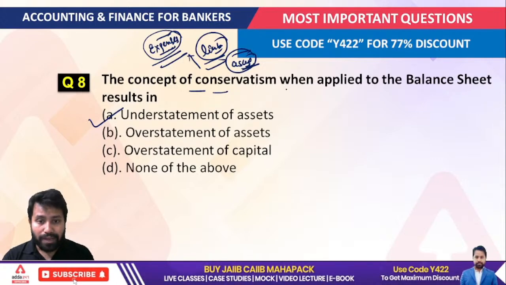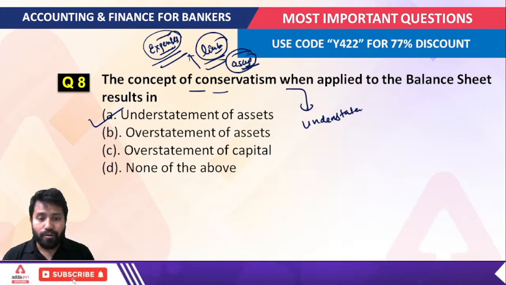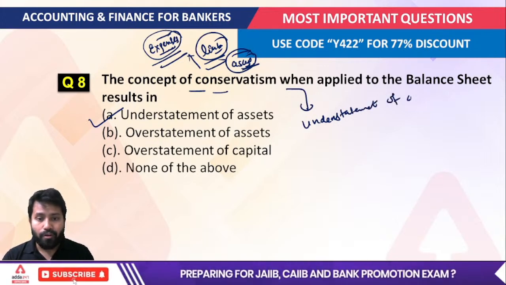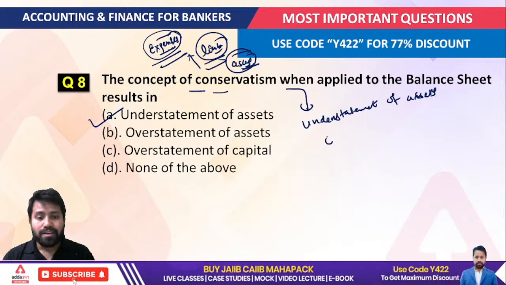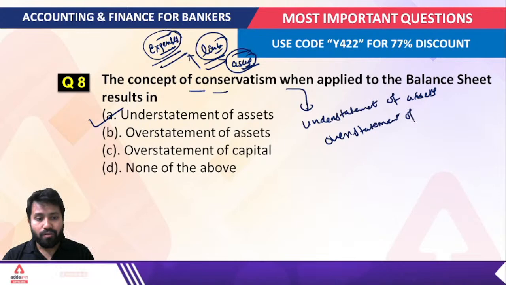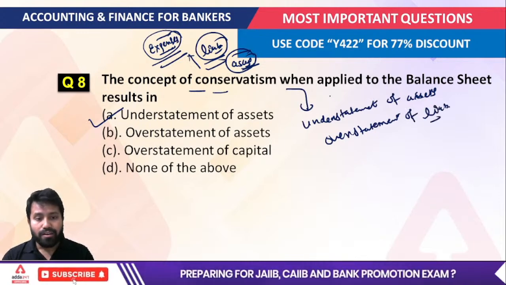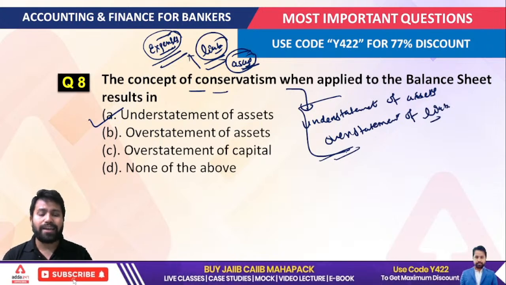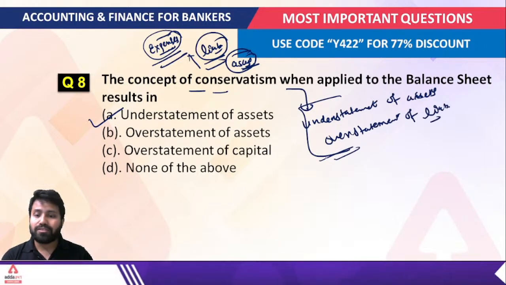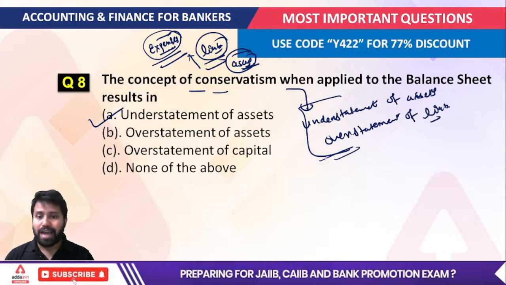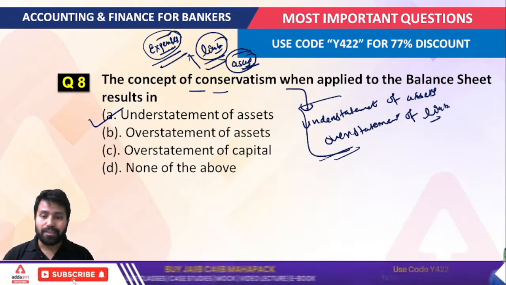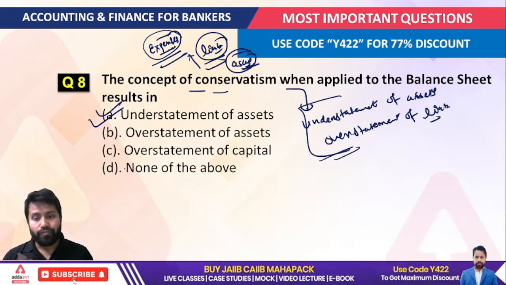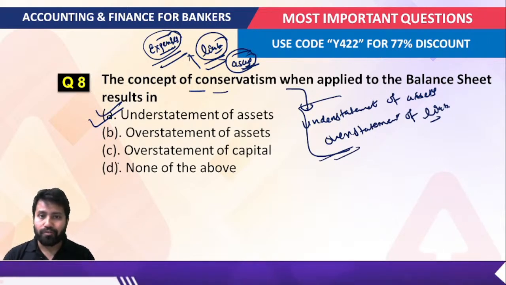This is a very important question that you should write into your copy, that is about the understatement of assets and overstatement of liabilities. So the concept of conservatism when applied to the balance sheet is understandable as the understatement of assets and overstatement of liabilities. So the correct answer should be the first option. I hope it is clear for everyone. Next question.